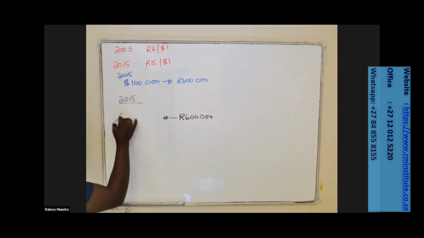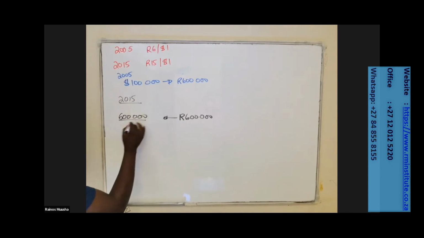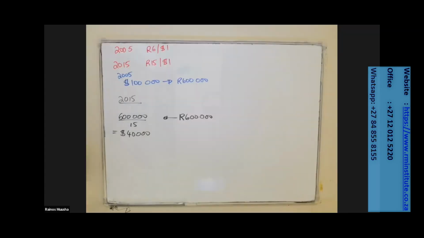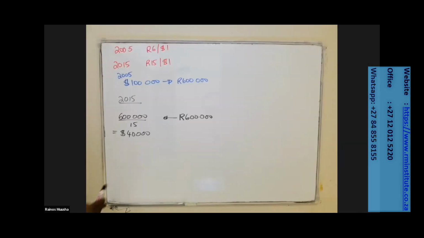Would have now said 600,000 divided by 15. And if you say 600,000 divided by 15, how much would be the equivalent amount in US dollars there? 40,000. So do you see that because of the movement in exchange rates, their initial $100,000 investment has actually gone down to an amount of $40,000.